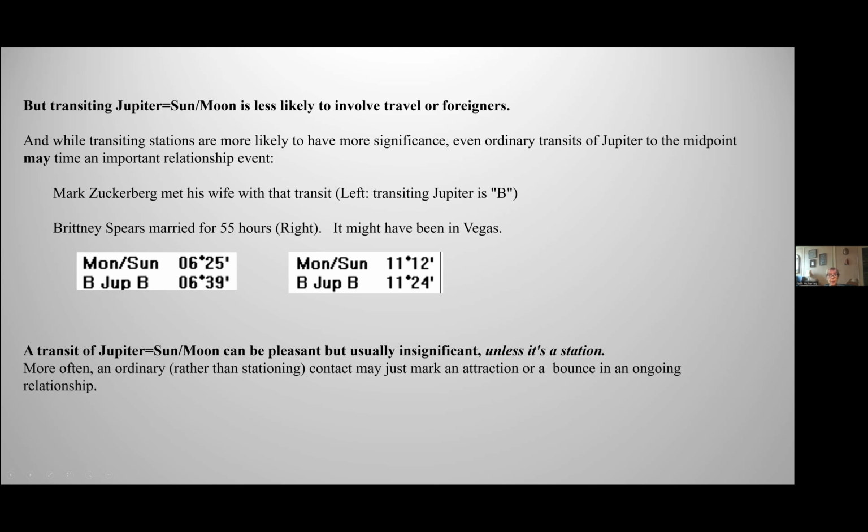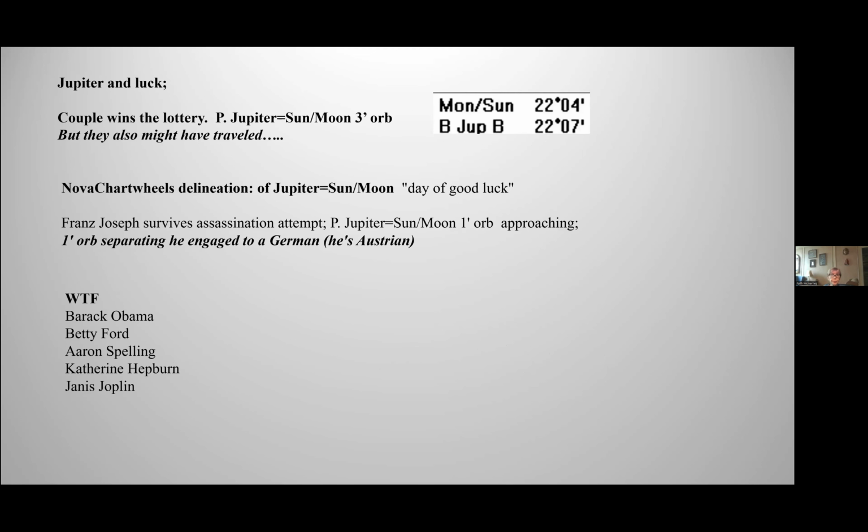And sometimes it's an ordinary contact, if it's not a station, that may mark an attraction or a bounce in an ongoing relationship, or, to be honest with you, somebody flirting with you at the supermarket. That's inconsequential. So here is an example of Jupiter and luck, where the couple won the lottery. And it happened when progressed Jupiter was 3 minutes from the Sun Moon Midpoint.